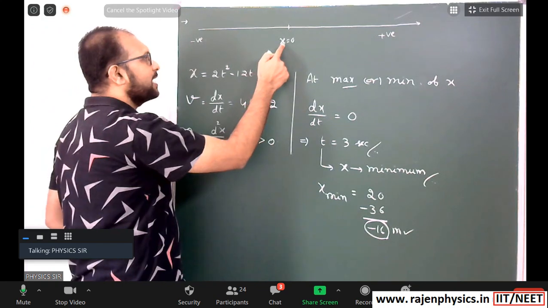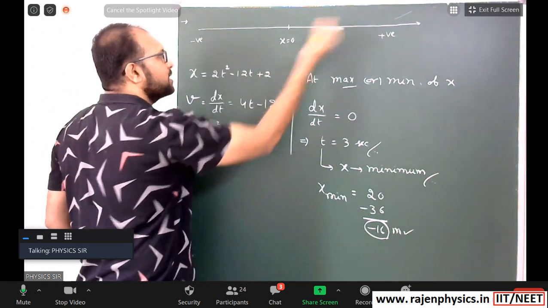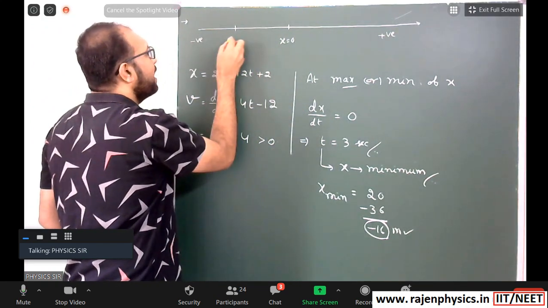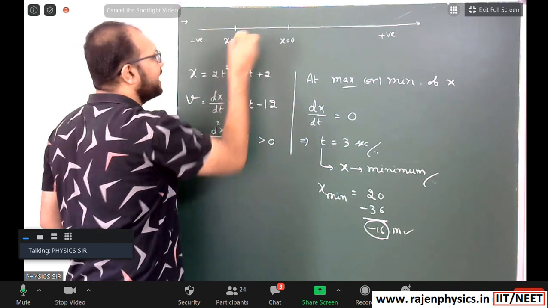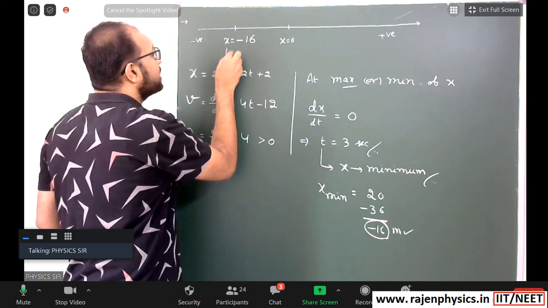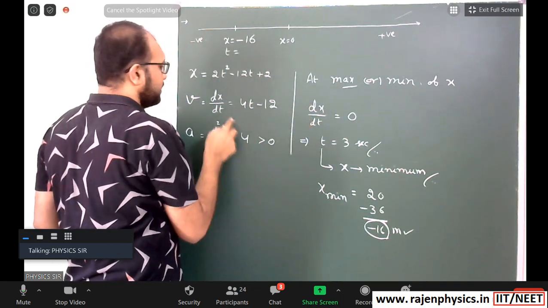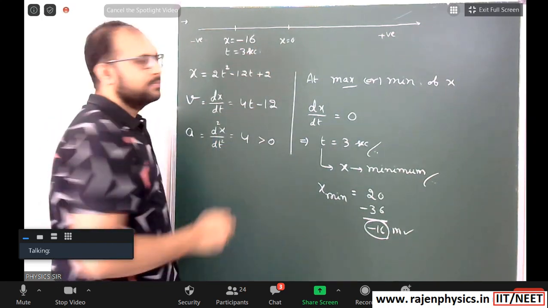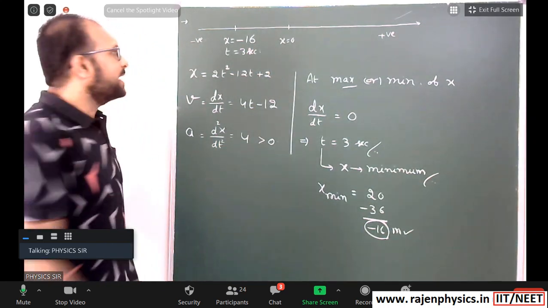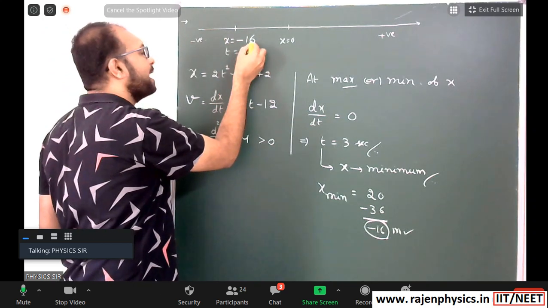Yes, now here x equal to 0. This side is positive, this side is negative. x equal to minus 16. At what time? t equal to 3 seconds. At t equal to 3 seconds, our particle is at x equal to minus 16.